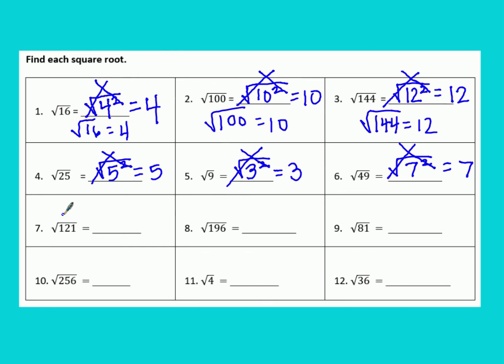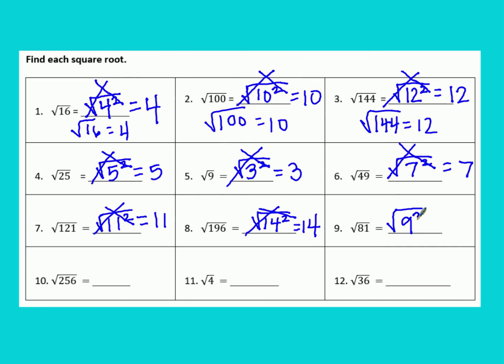In this problem, we have the square root of 121. 121 can be rewritten as 11 squared. Square root and square are opposites, so they get canceled out, and we're just left with 11, so the square root of 121 is 11. Number 8, the square root of 196. 196 is the same as 14 squared. The square root and the square cancel each other out, and we're just left with 14, so the square root of 196 is 14.